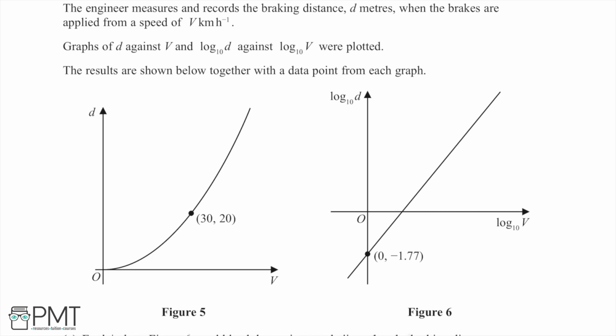We are given in figure 5 and figure 6 the graphs of V against D and of log base 10 of D against log base 10 of V. And we can see here in figure 5, we have this curve and we see it passes through the point 30, 20 here. And then in figure 6 on the right hand side, we can see that if we take log base 10 of both sides, we have a straight line, which has y-intercept negative 1.77.